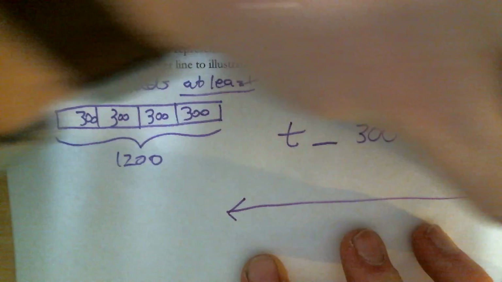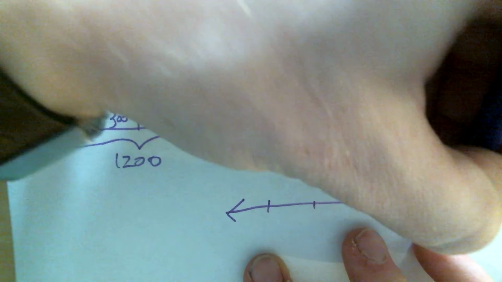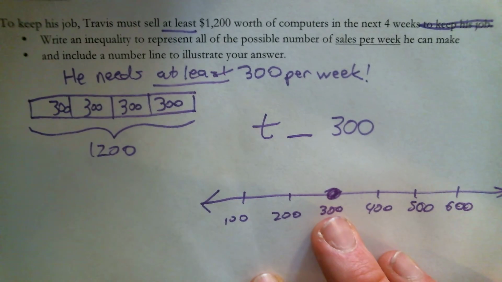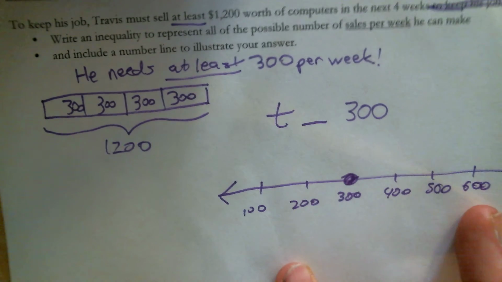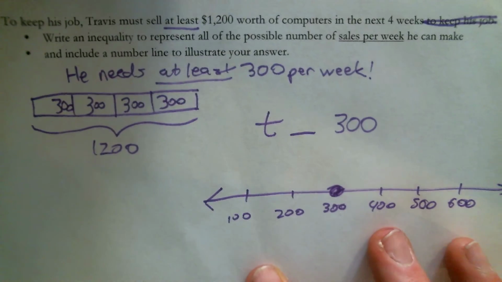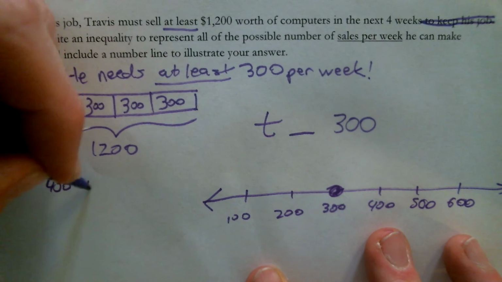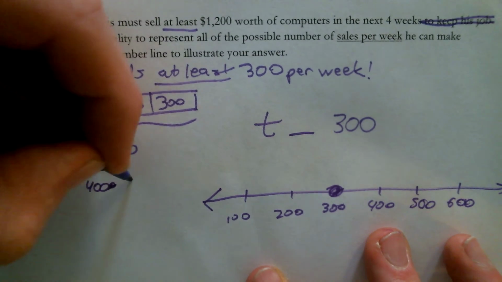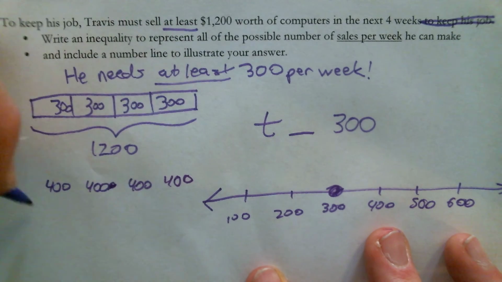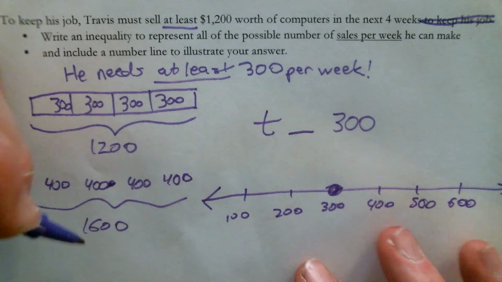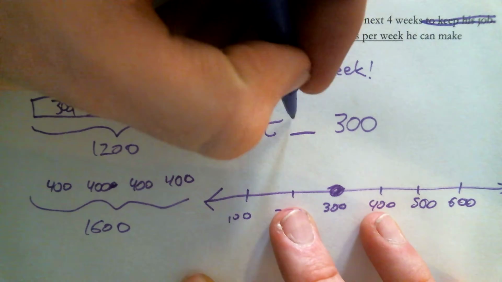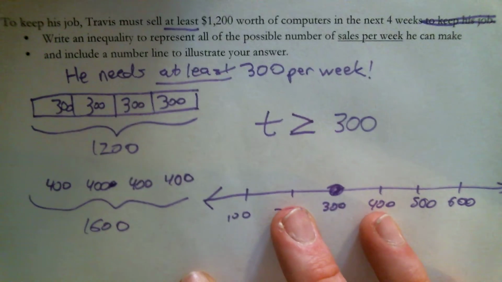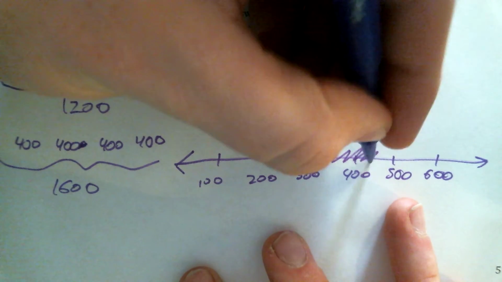So that means on a number line, if I have 100, 200, 300, 400, 500, 600, right? 100, 200, 300, and so on. At the very least, he's got to sell 300 each week. So that means it could also be anything above that, and he's going to make his goal, right? If he sells 400 in a week, not 4,000, that's going to work out for him because then he'll have 1,600, and that's going to help him keep his job. So T has to be greater than or equal to 300. That means we're going to shade to the right.